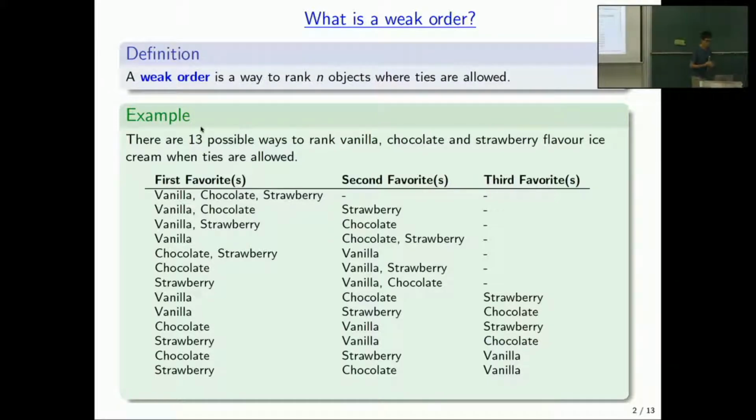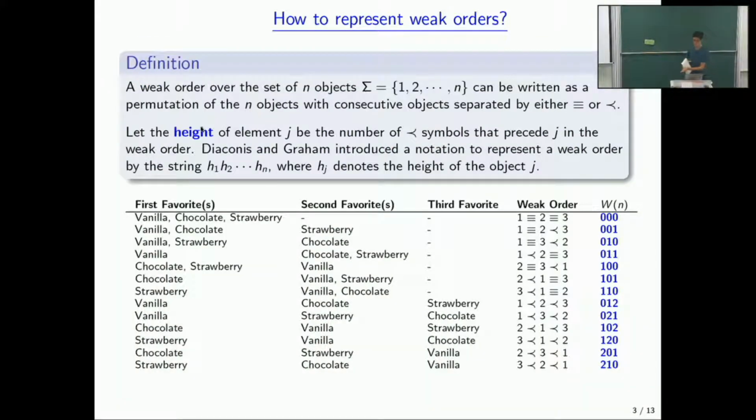So we have introduced what a weak order is: it's how to rank something when ties are allowed. The next thing I want to introduce is how we can represent a weak order.